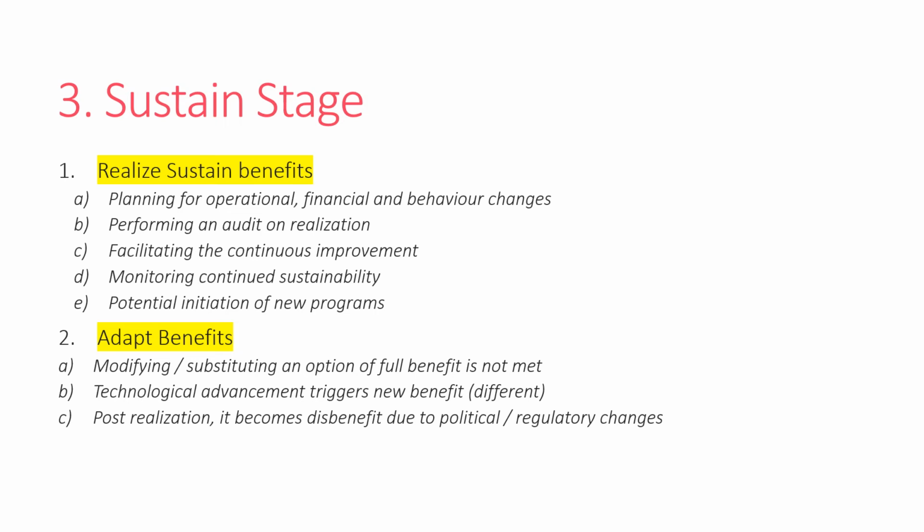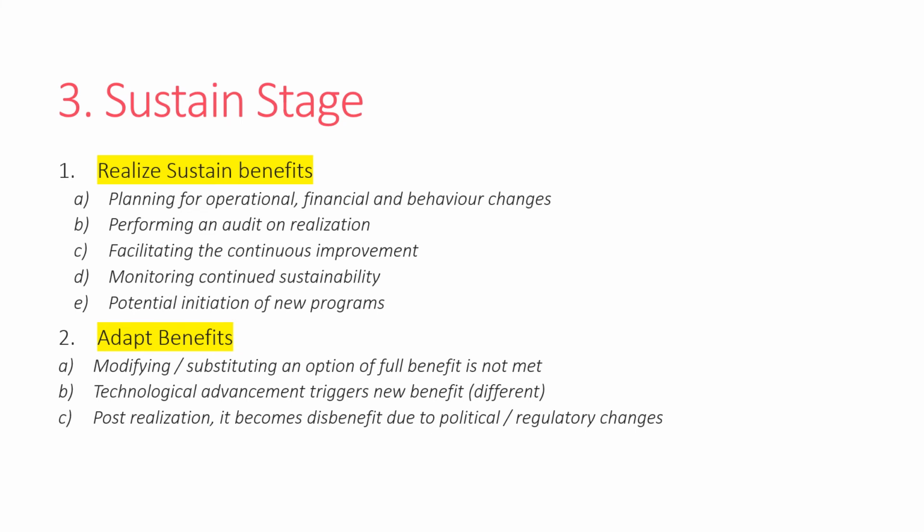What is the planned benefit? What is the realized benefit? Why is it less or more? You can audit that, and you can facilitate continuous improvement. If it has deviated, say the planned benefit is $20 million, but what was realized is $15 million, how do we incrementally improve on that gap of $5 million? You can facilitate continuous improvement, or you can monitor continued sustainability and potential initiation of new programs as well. So if there is a gap in the deviation, you can go for additional new programs, right? So that's about realizing and sustaining the benefits.